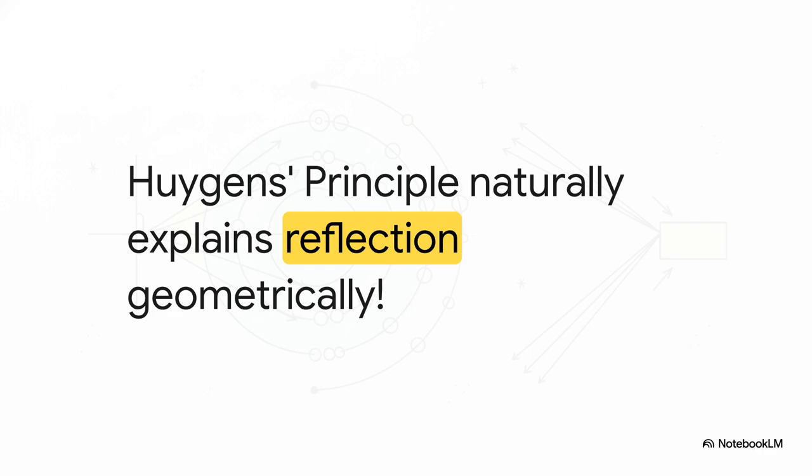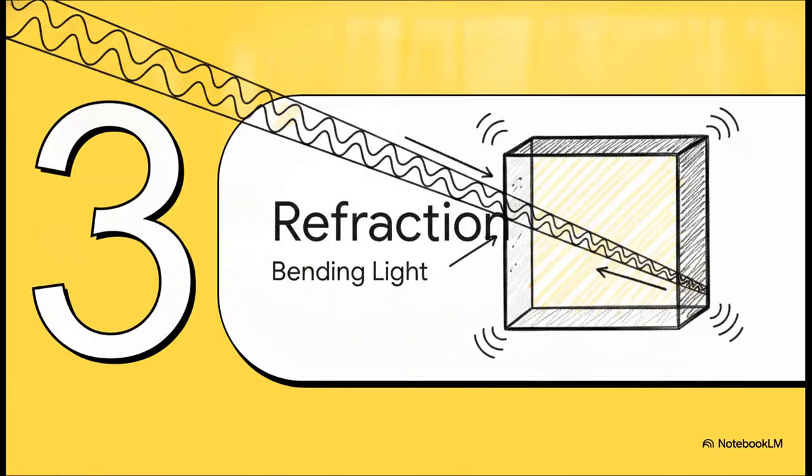By treating the mirror as a series of tiny sequential wave generators, Huygens' principle elegantly and entirely naturally proves geometrically why the angle of incidence exactly equals the angle of reflection. The physical geometry of these expanding wavelets literally leaves no other mathematical possibility. It's practically foolproof.